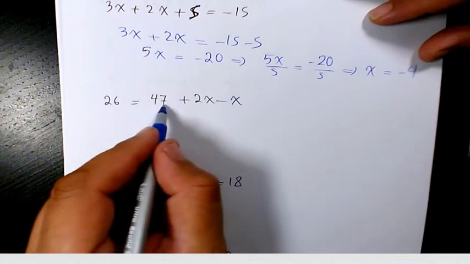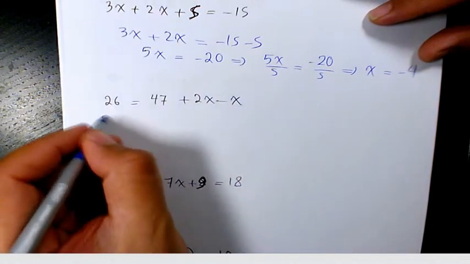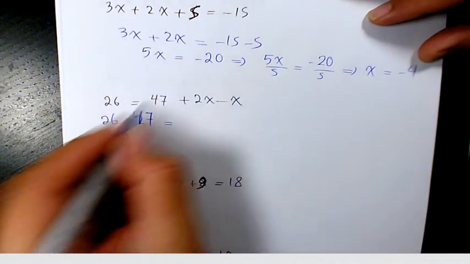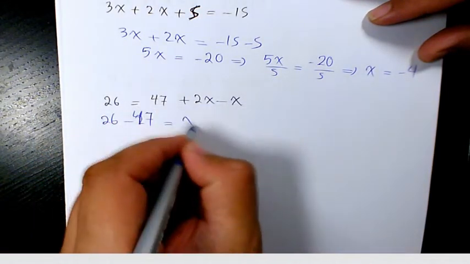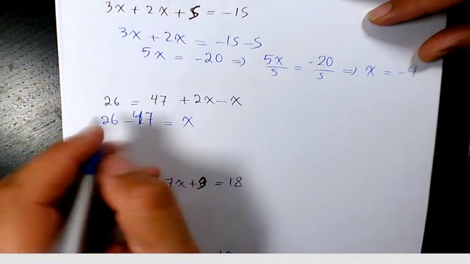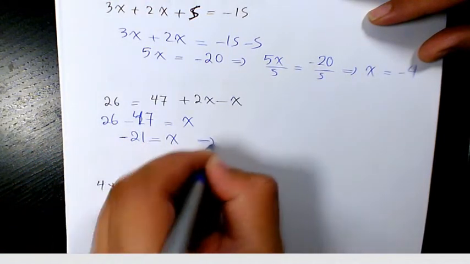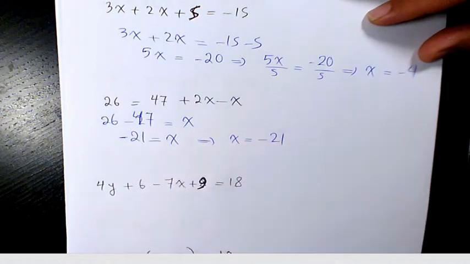26 equals 47 plus 2x minus x. So you move the constants to one side. So 47, you move it to the left hand side. So that's why it's going to be negative. 2x minus x is going to be x. 26 minus 47 is going to be negative 21x. So x will be negative 21.